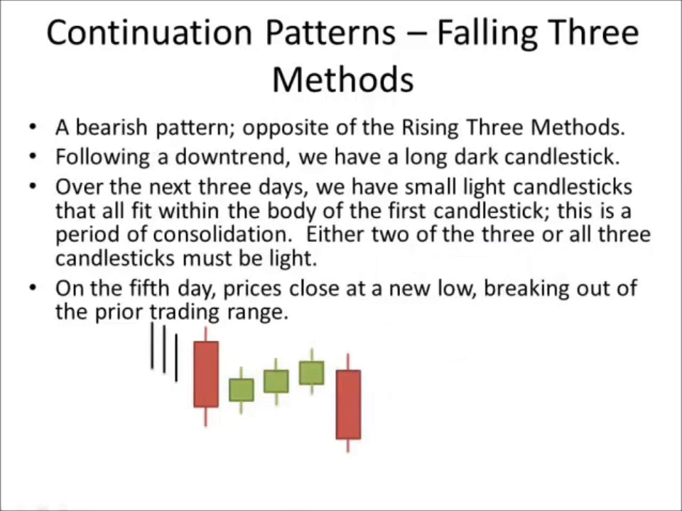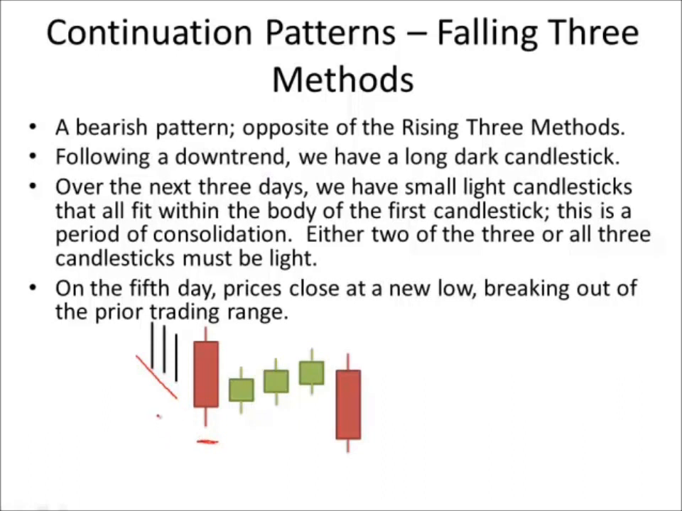Continuation patterns, falling 3 methods. This is now the next continuation pattern we will discuss. It is known as the falling 3 methods. It is a fairly straightforward pattern. It is essentially just the opposite of the rising 3 methods, so it'll be everything in reverse. Let's go through it. We start with a downtrend, so that's going to be these 3 lines here. Following a downtrend, we have a long dark candlestick, which is this one here.